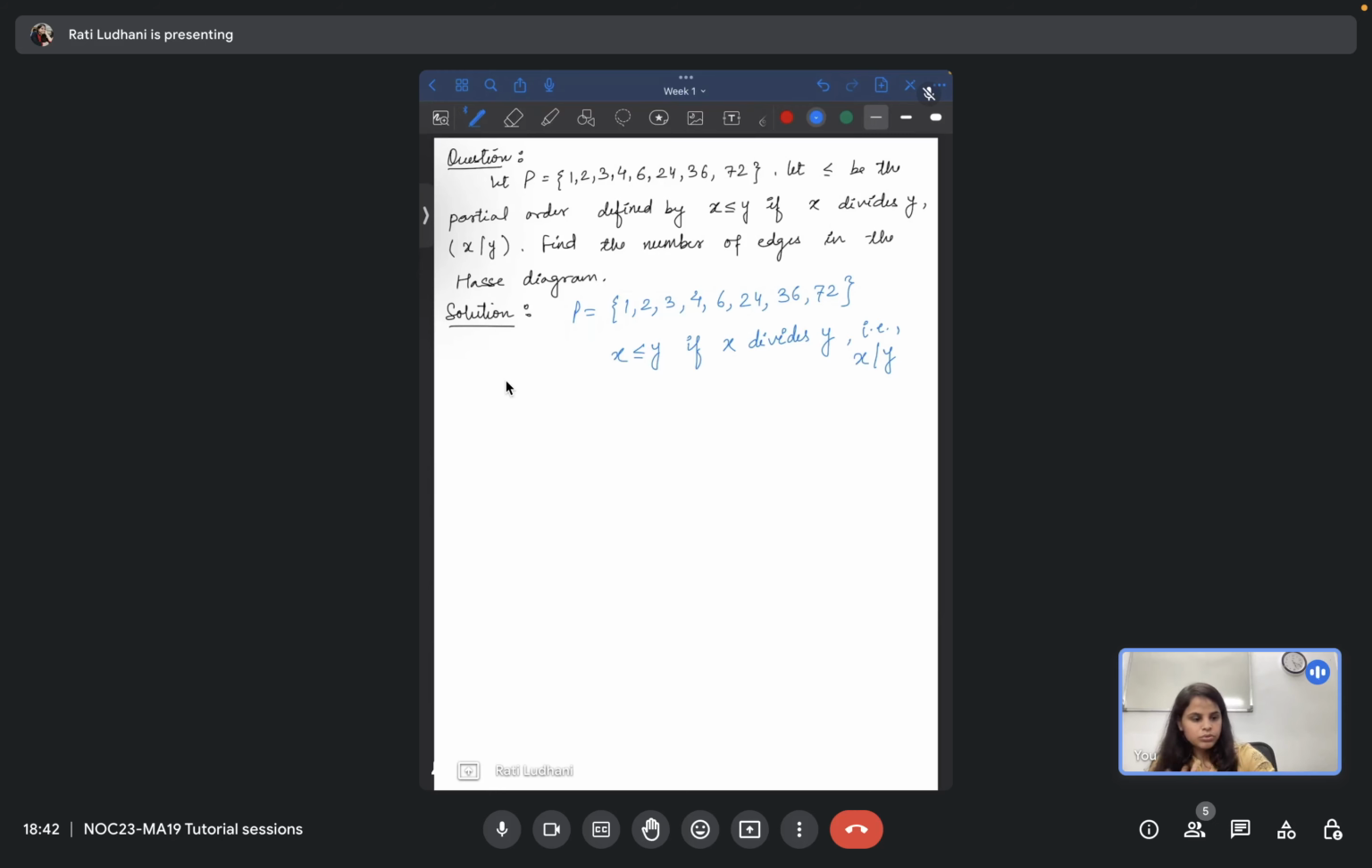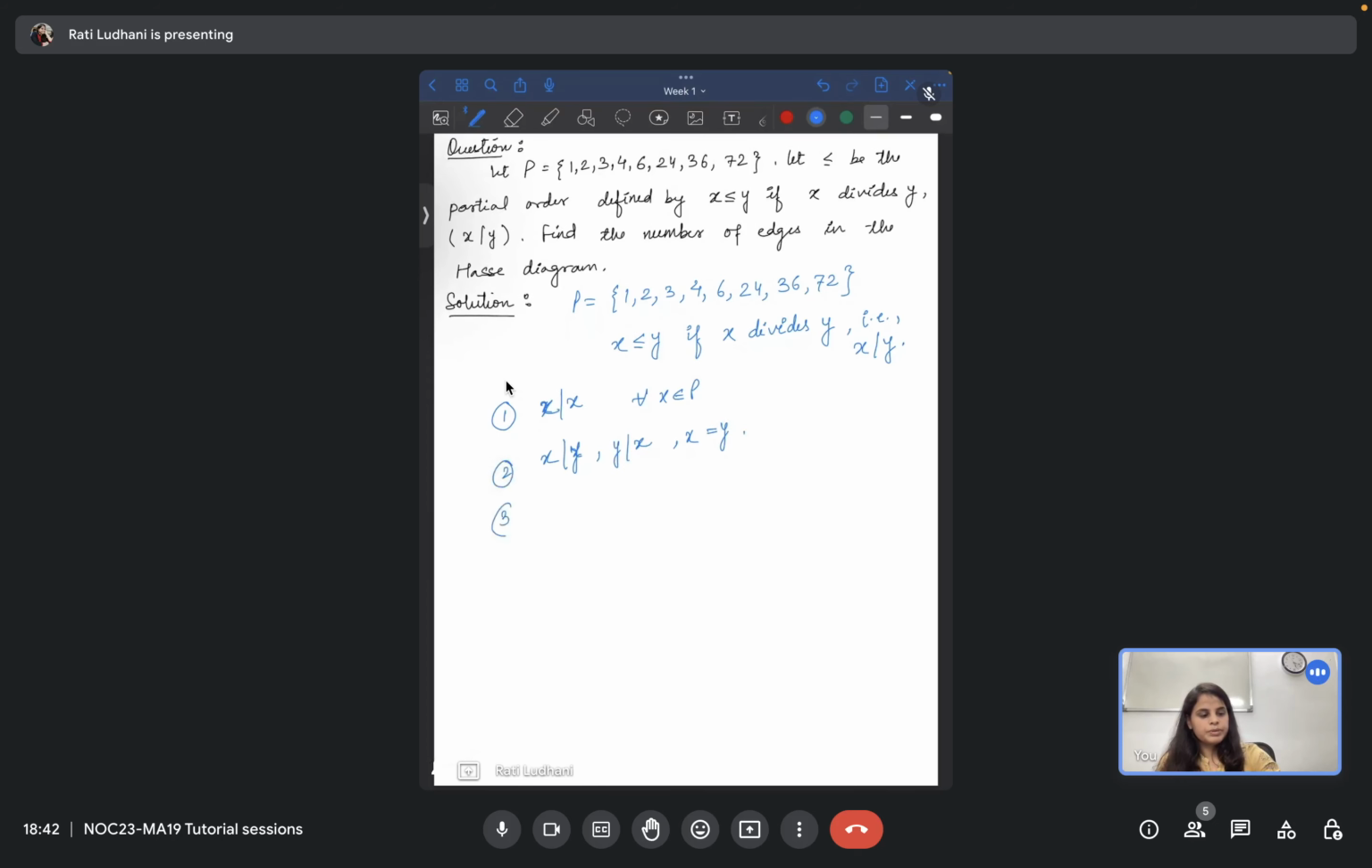Basically, reflexivity is there because every element divides itself. So I can just write x divides x, and 0 is not there, so there is no issue. So x divides x for every x belongs to P. Second property, antisymmetry: if x divides y and y divides x, then it has to be equal, because it cannot happen for divisibility otherwise. Third property: x divides y and y divides z.